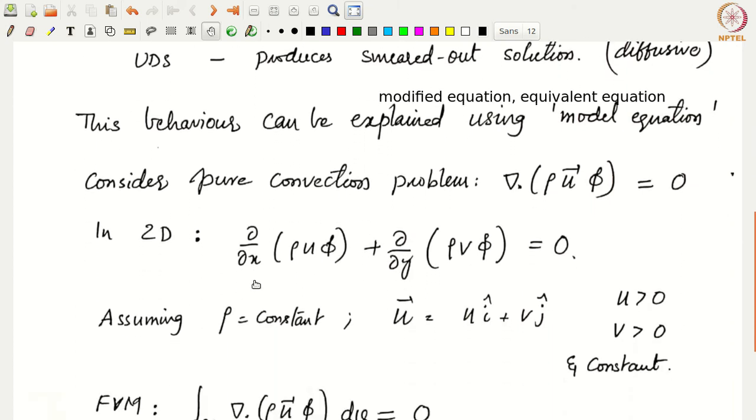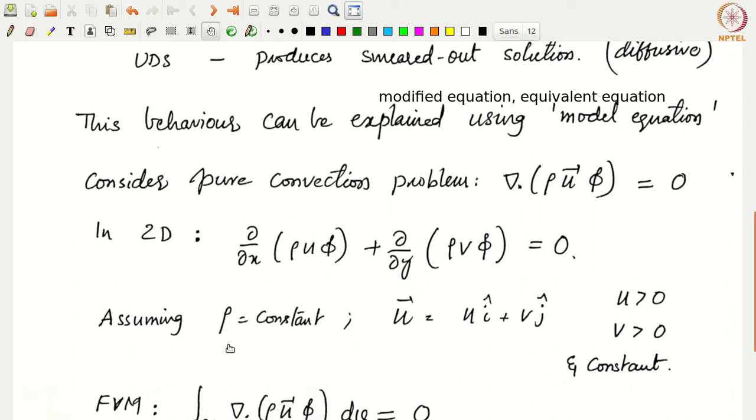Okay, then for the sake of simplicity, I'm also going to consider density constant, so rho equals constant. I will also assume that u bar, which is u i hat plus v j hat, is a constant vector, and the two velocities in the x and y directions are also positive. So u is a constant and v is a constant, and these two are positive constants. That means u and v are constant and greater than 0. Okay, so that's what we're going to assume, because then we can simplify this equation very easily.